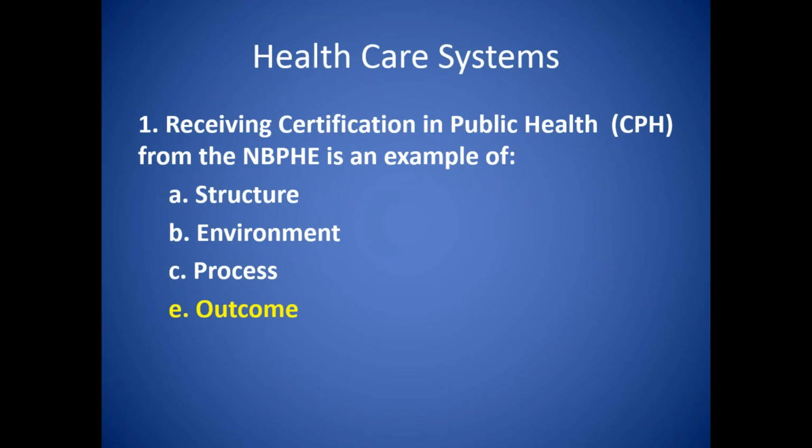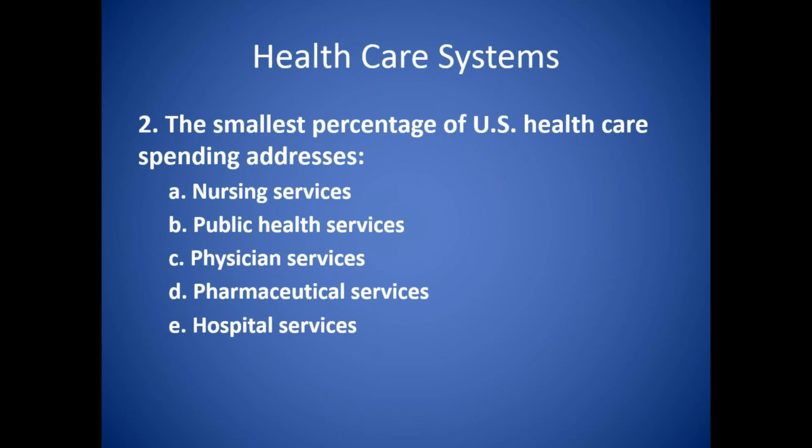Great. It's an outcome. If that question had been phrased differently as taking the examination consisting of 200 questions, the answer might have been process. If you said that the bylaws of the national board specify an examination to become certified, it might then become a structure. So that one can be a little bit confusing. Read it carefully and look at those three levels.